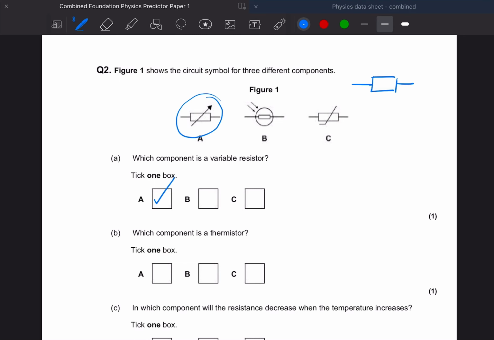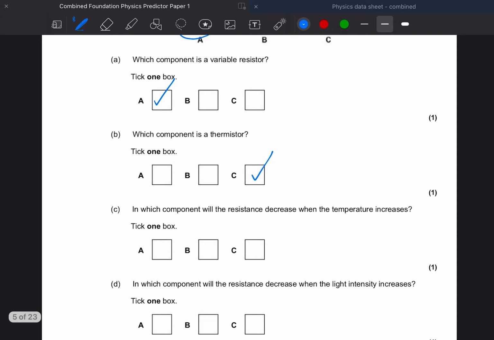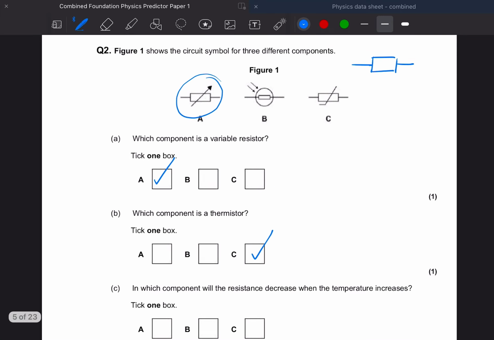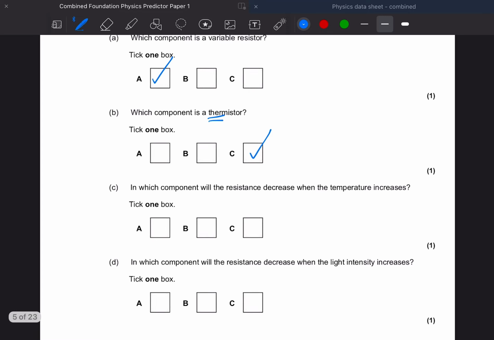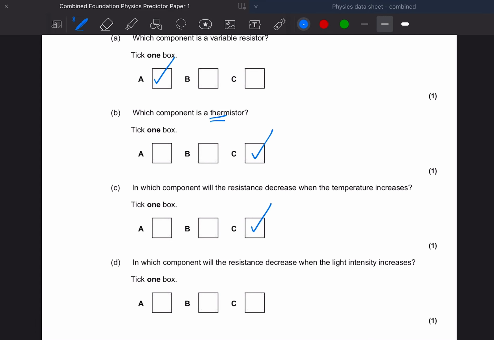Which component is the thermistor? So that's the resistor that's based on temperature. And that is here, that's component C. In which component will the resistance decrease when the temperature increases? Well, should be thermal. So it's the same one. So it's component C, because that's a thermal resistor. So as you increase the temperature, the resistance goes down.